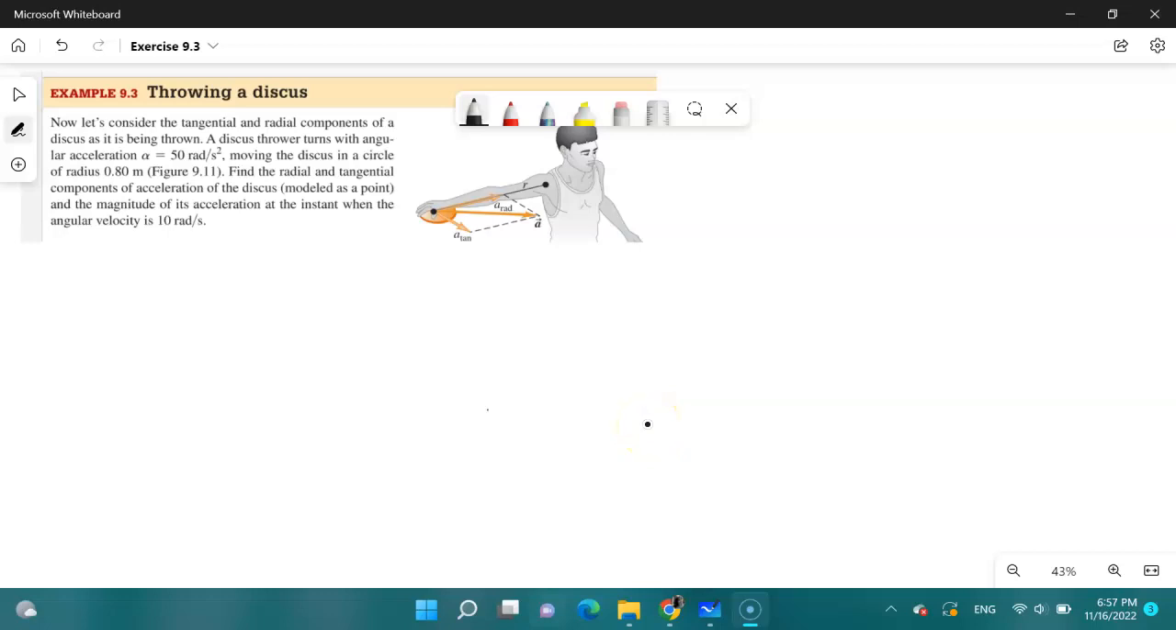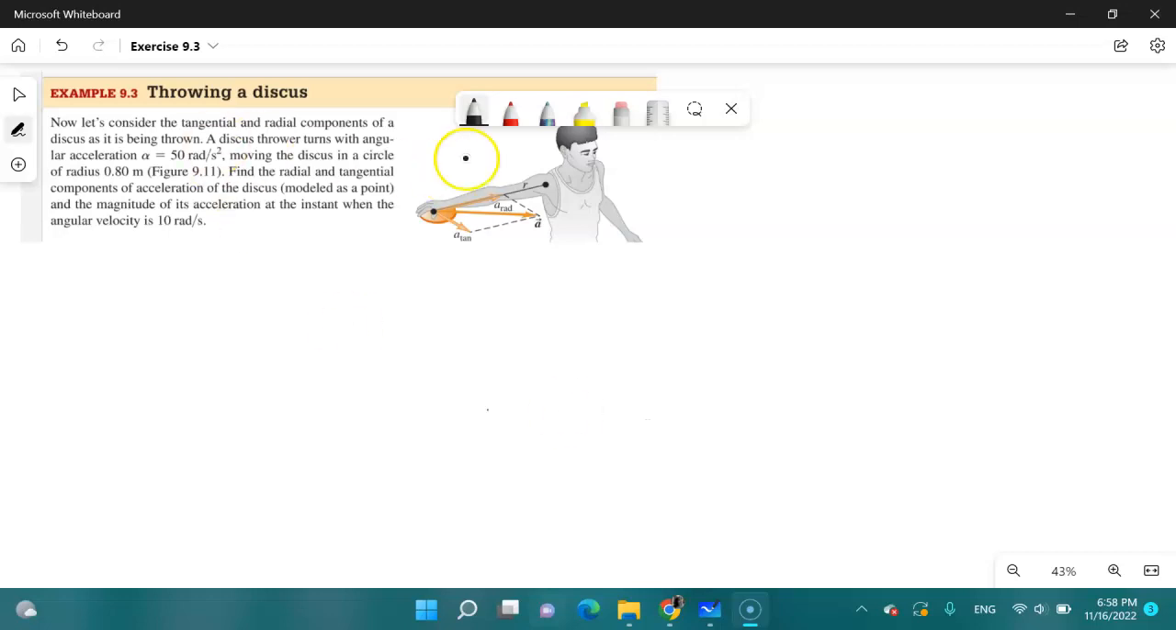Okay, so in this problem, we're being asked to analyze somebody who's throwing a discus. The tangential and radial components are also what we're being asked to analyze. A discus thrower turns with an angular acceleration of 50 radians per second squared, and he moves the discus in a circle of radius 0.80 meters.